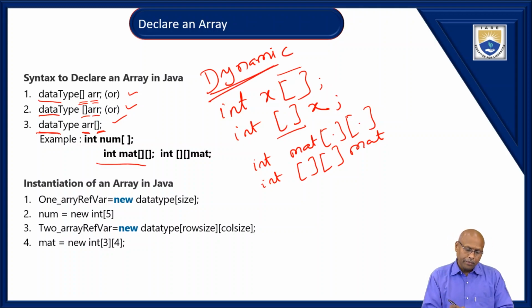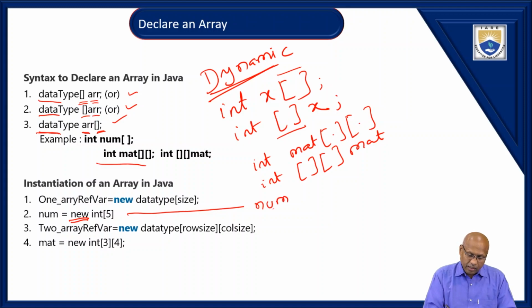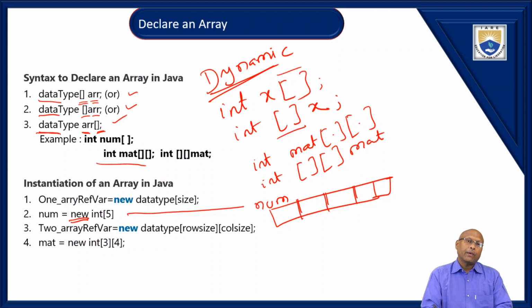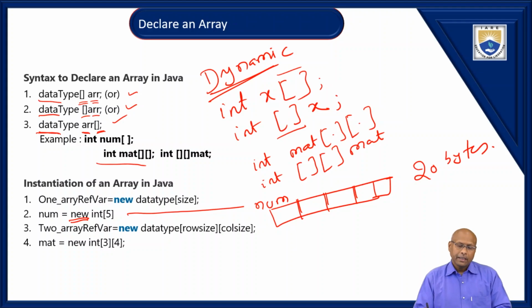So whenever the dynamic concept comes, always you have to use an operator called new. So num equals new int of 5. That means you have declared an array whose name is num. This num is now allocating memory for how many integers? Int of 5. That means 5 integers: 1, 2, 3, 4, 5. So automatically it is allocating memory for 5 integers in a contiguous way. Each integer is 4 bytes. So 5 into 4, 20 bytes will be allocated. In this way, the memory will be allocated.